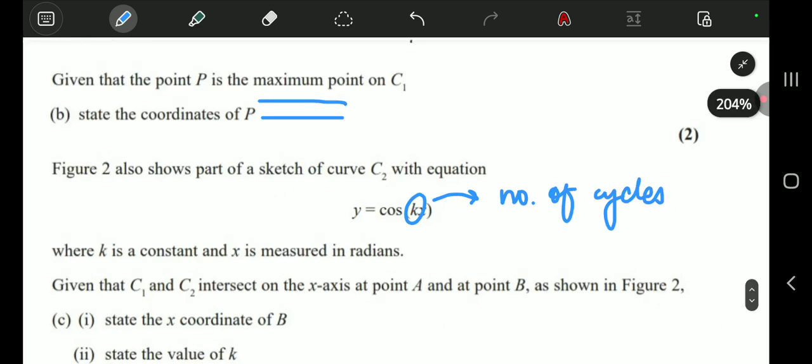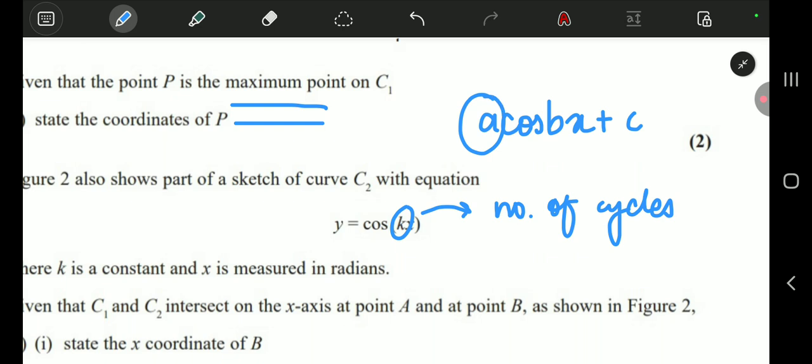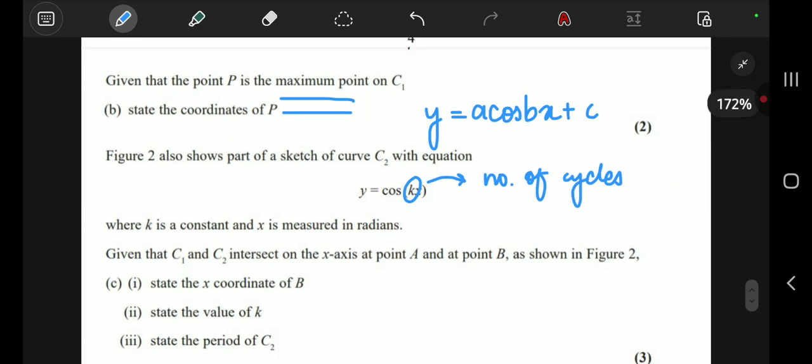Okay, so that means there is no a. What is the standard form? That is a cos bx plus c. So this represents the baseline. There is no baseline other than the x, the original coordinate, the origin line. And there is no a, that means there is no amplitude other than 1. Just one cycle in 2 pi, but there could be more cycles or fewer cycles, where k is a constant and x is measured in radians.